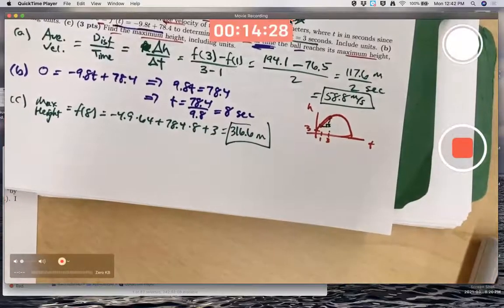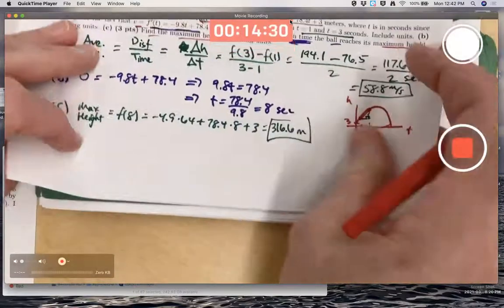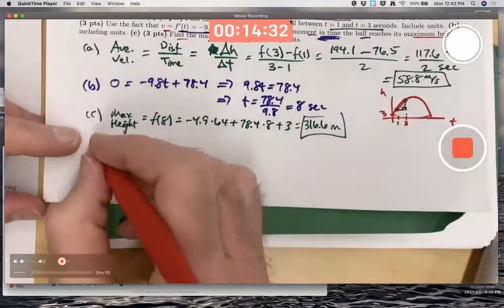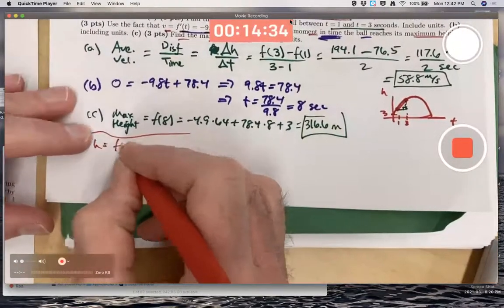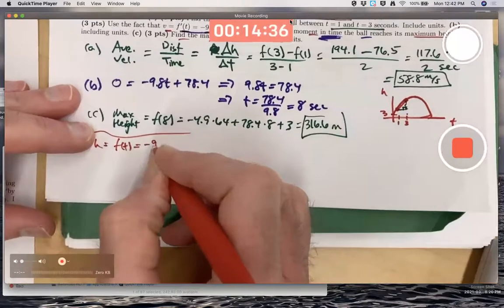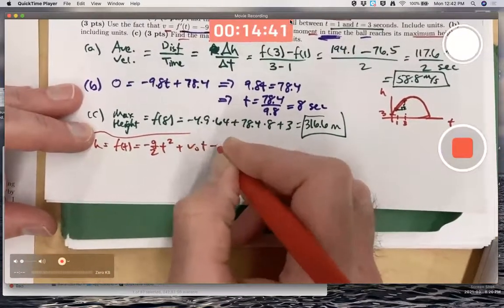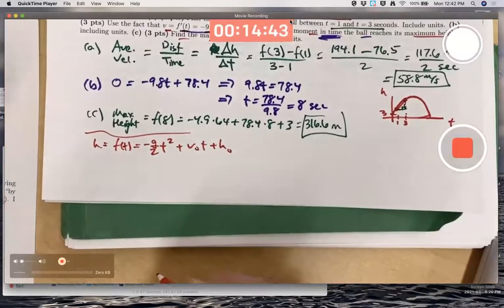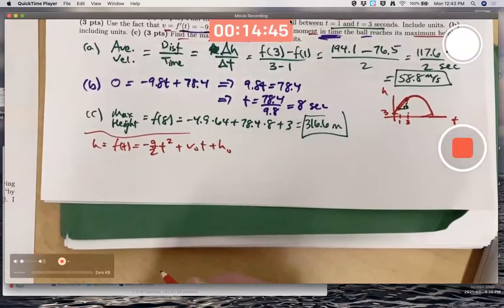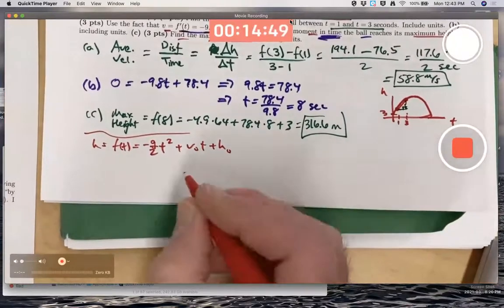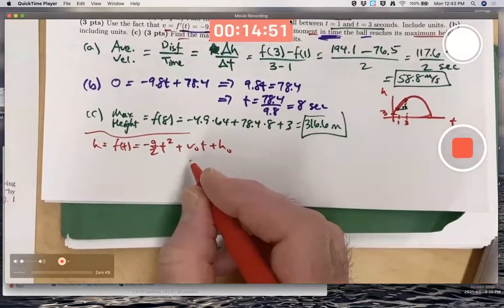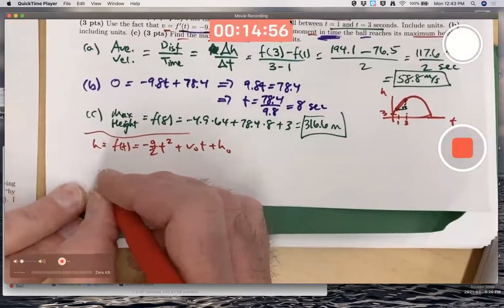By the way, you should be able to do the general case as well. The general height function f of t turns out to be negative g over 2 t squared plus v0 t plus h0 for the initial height. That's the general model where g is the acceleration due to gravity, but it would be different on the moon or on Mars. v0 is the initial velocity, which in general would be positive, but could be negative. You could be shooting it downward. And h0 is the initial height.